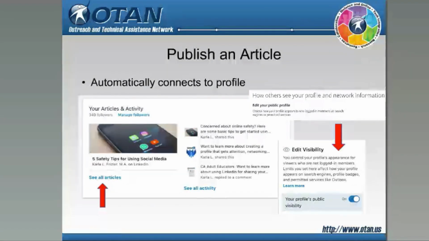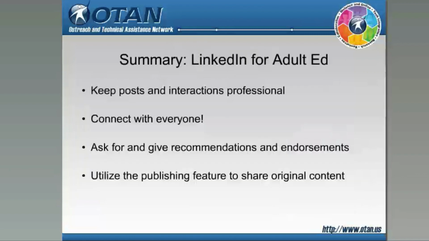LinkedIn's publishing platform is called Pulse. Articles and other posts are distributed automatically by Pulse to your profile section called Your Articles and Activity. So if you want others to be able to share your original content, you need to make sure public visibility is turned on in your privacy settings. And you see on the screen what that looks like. You want to go into Edit Your Public Profile and Edit Visibility. Otherwise, people you are directly connected to can still read your articles, but they cannot share with others who are not yet directly connected to you.